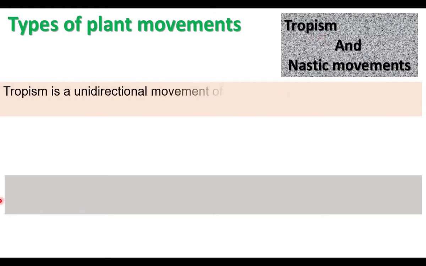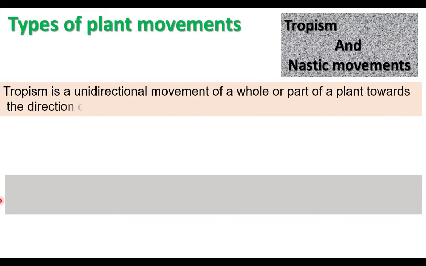Tropism is a unidirectional movement of a whole plant or part of a plant towards the direction of the stimulus. A stimulus is a signal. The signal may be light, touch, gravity or water. In tropism, the movement is towards the direction of the stimulus. So the movement is in a single direction, and the whole plant or part of a plant moves.